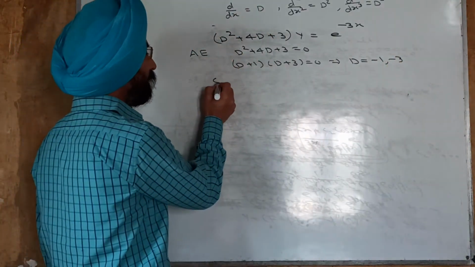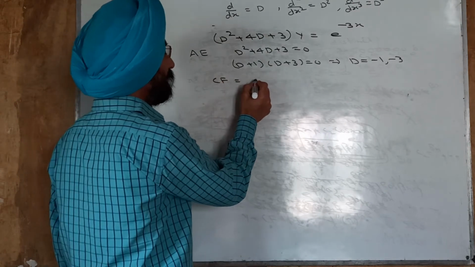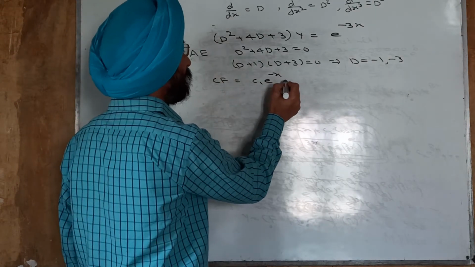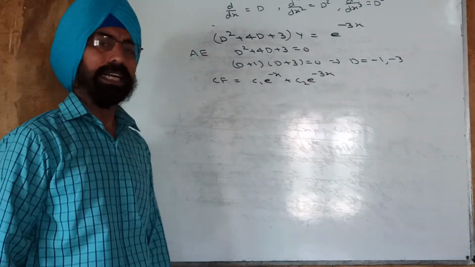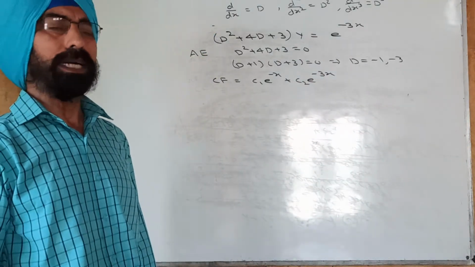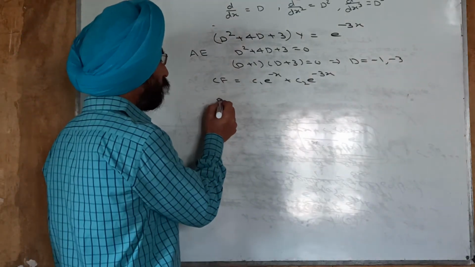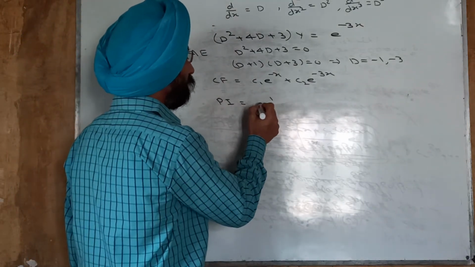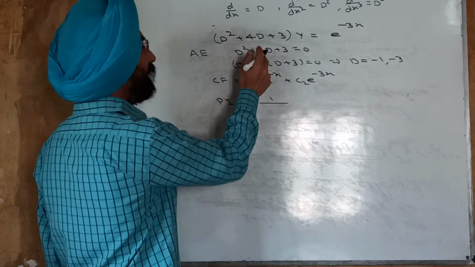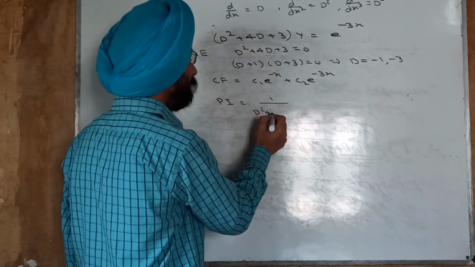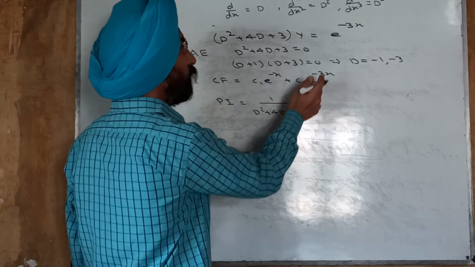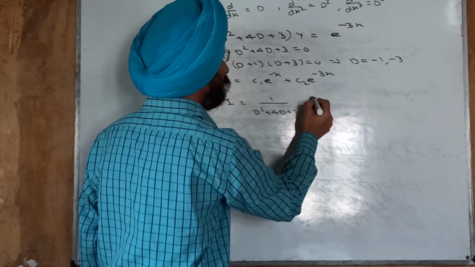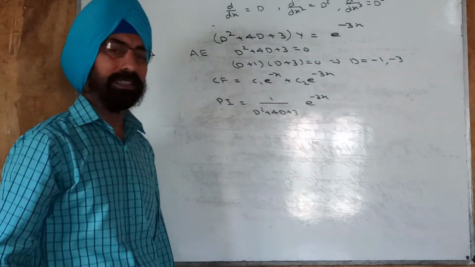So the complementary function part will be C1 e^(-x) + C2 e^(-3x). Now we move on to the particular integral. The particular integral will be 1/f(D). Your f(D) here is D² + 4D + 3, and on the right hand side you will have the function e^(-3x).